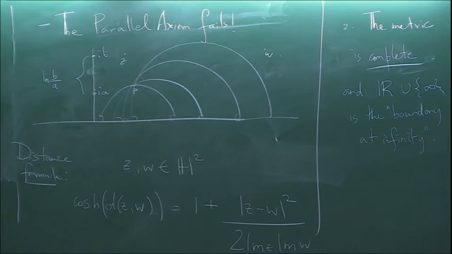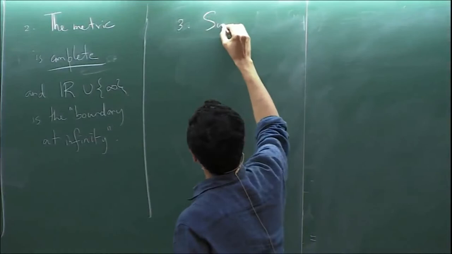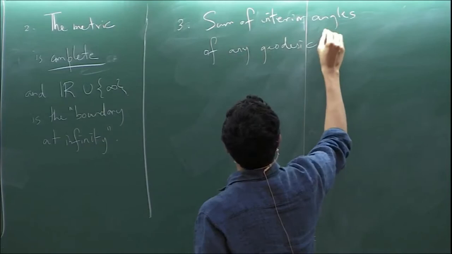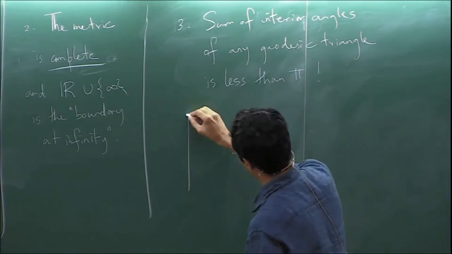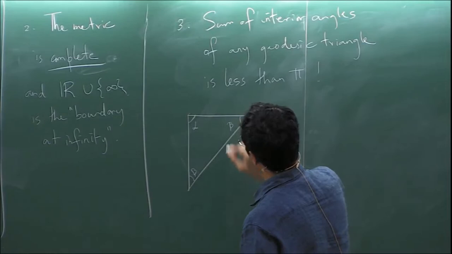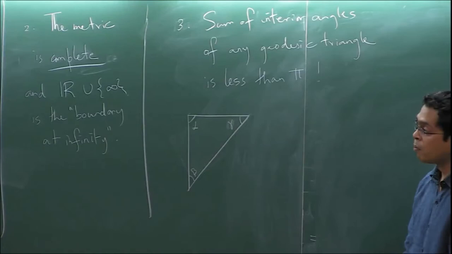So much for the tricks. Let's turn to another way that it's slightly different from Euclidean geometry. The third curious property is that the sum of interior angles of any geodesic triangle is less than pi. In Euclidean geometry, you're quite familiar with the property that if you take a triangle, where geodesic just means that the sides are all straight lines, and you look at these interior angles, the sum of these is exactly pi, always. But in hyperbolic geometry, it's not.